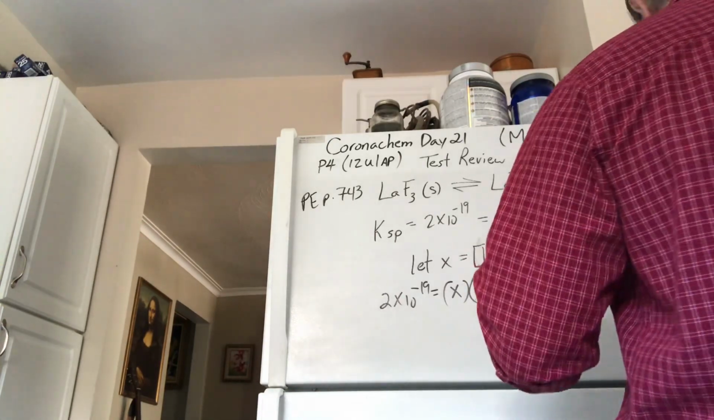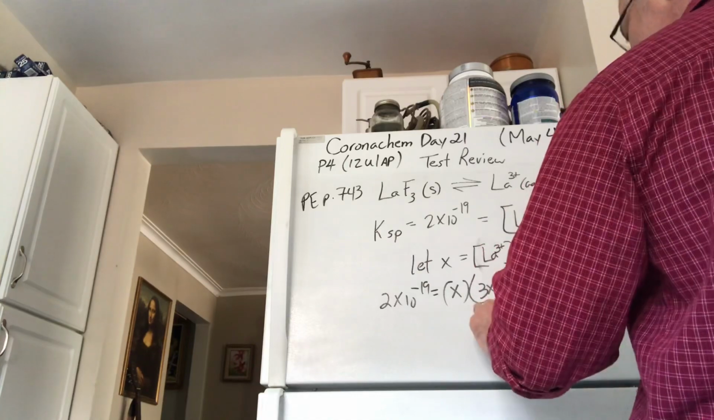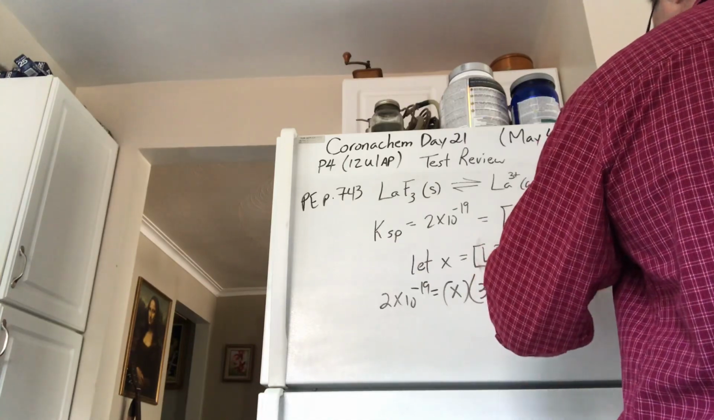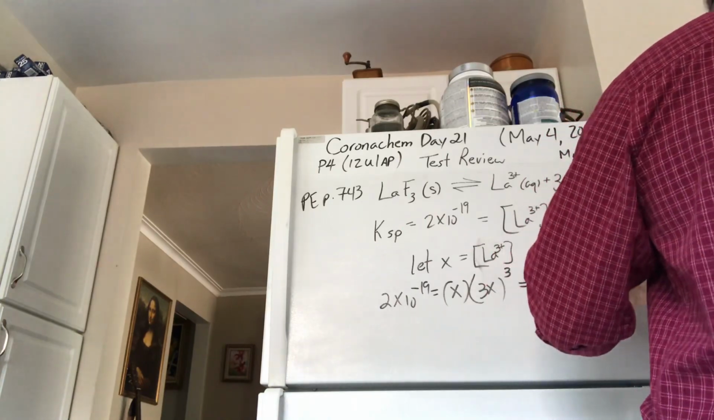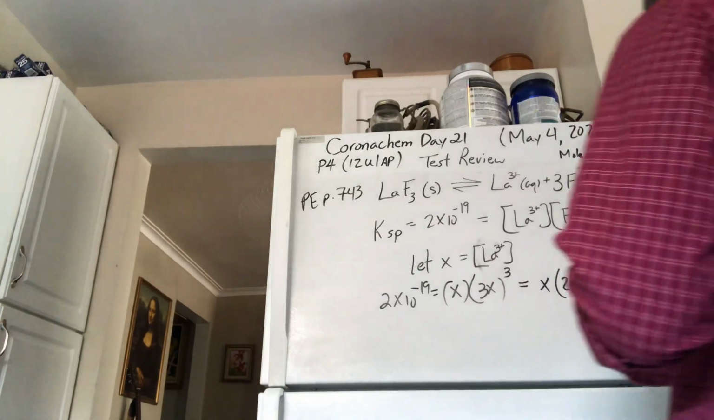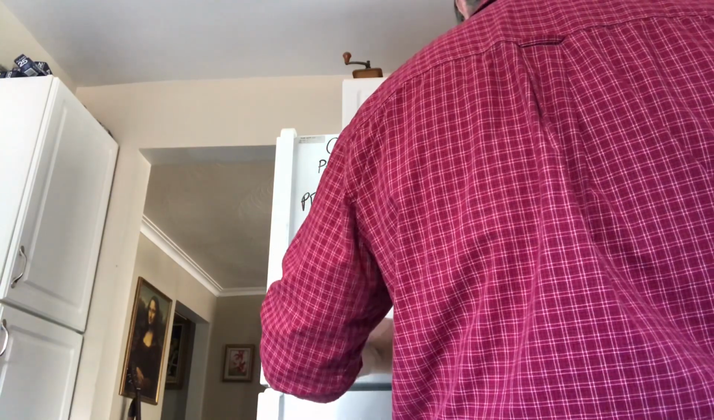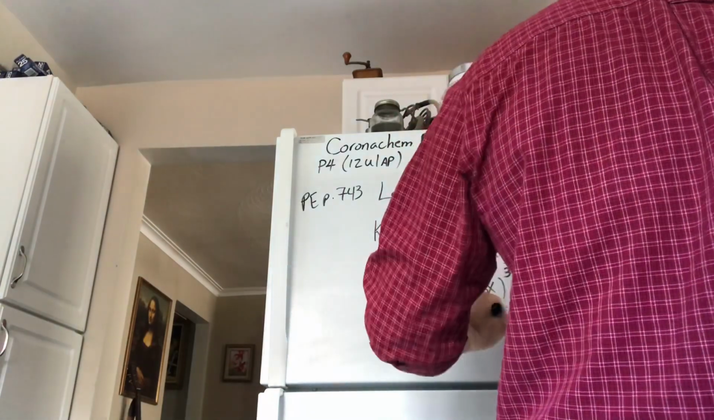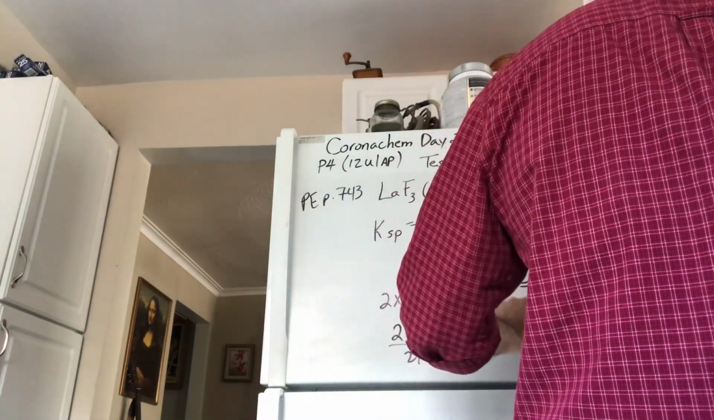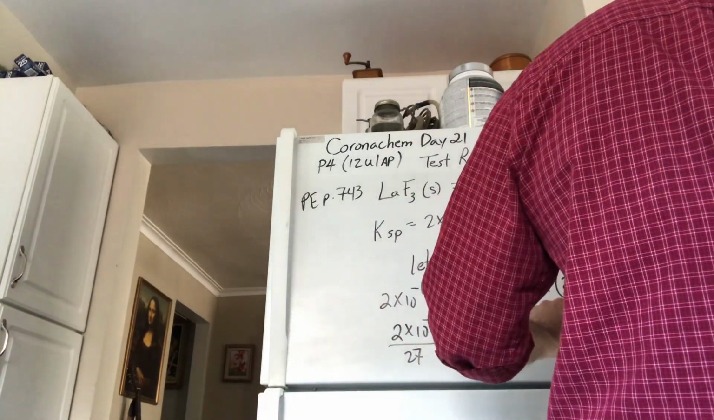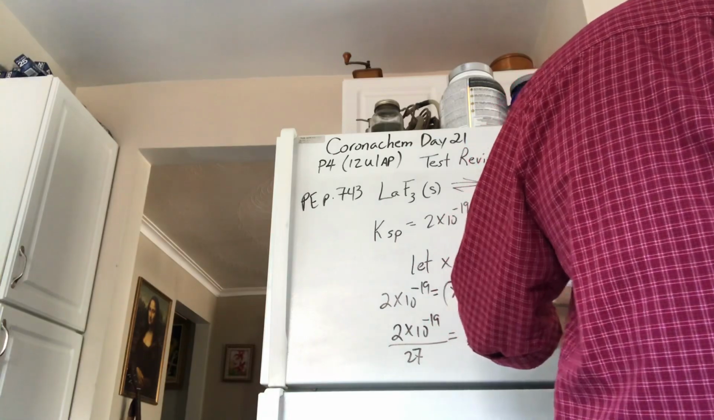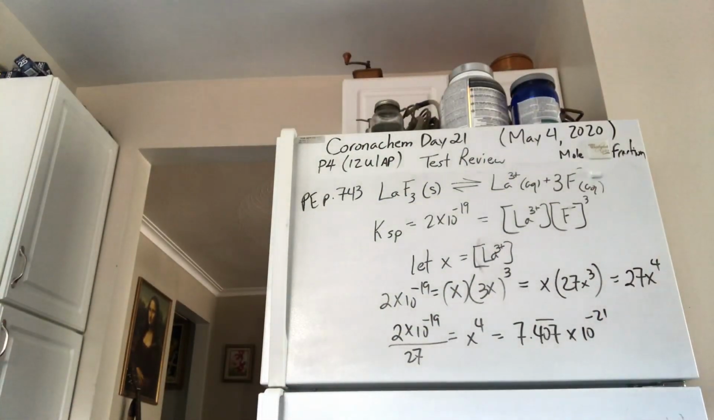When you simplify that, you're going to get X times 27X cubed, because 3 times 3 times 3 gives you 27. And of course, X is cubed because X times X times X, and that simplifies yet again to 27X to the power of 4. So that means that 2 times 10 to the negative 19 divided by 27 is going to give you X to the power of 4, and that equals 7.407 recurring times 10 to the power of negative 21. Let me double check: 2 exponent negative 19 divided by 27. Yeah, 7.407 recurring times 10 to the power of negative 21.